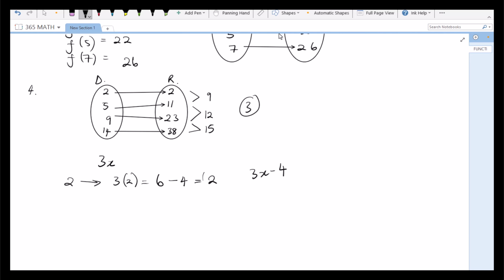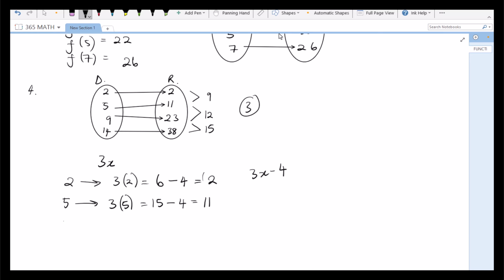But it's not complete like this. I have to check whether it also suits the other options that I have. So when I have 5 and multiply 3 by that number, I get 15. If I subtract 4, as I think this is going to be the function, what do I get? I get 11, and it suits the range that I have right here.